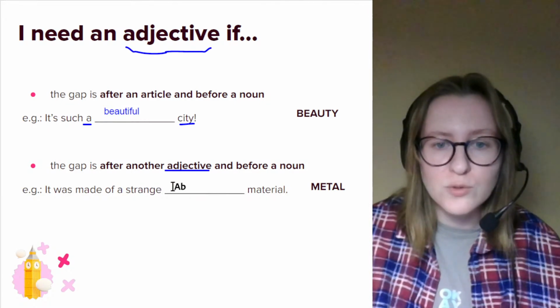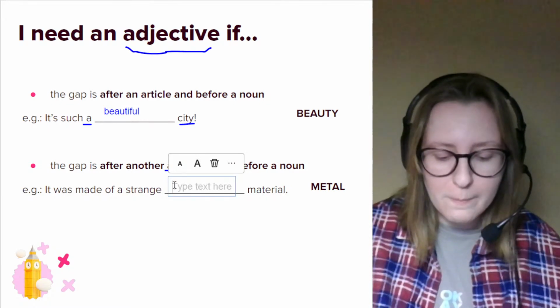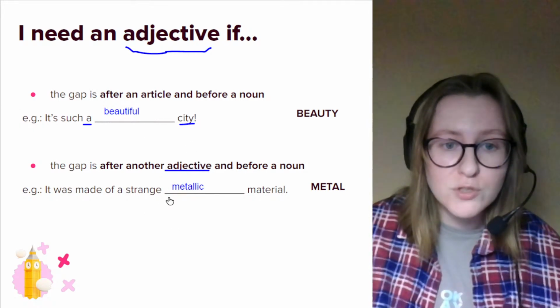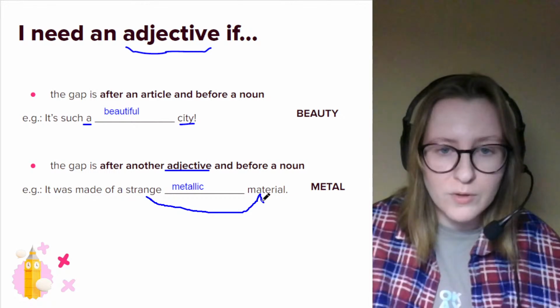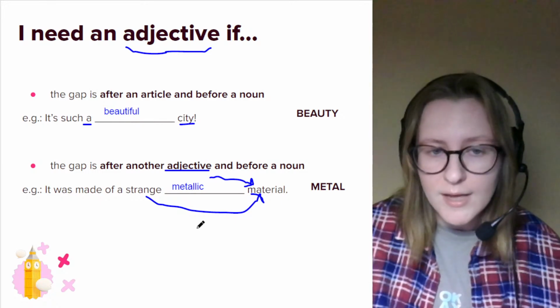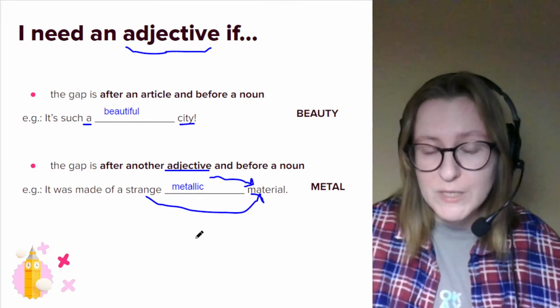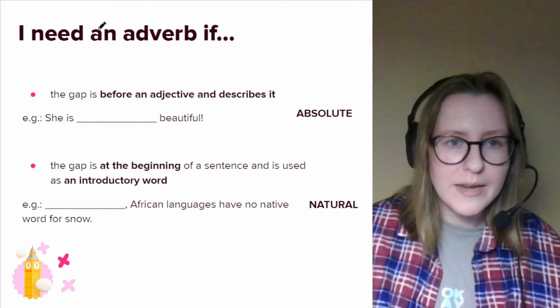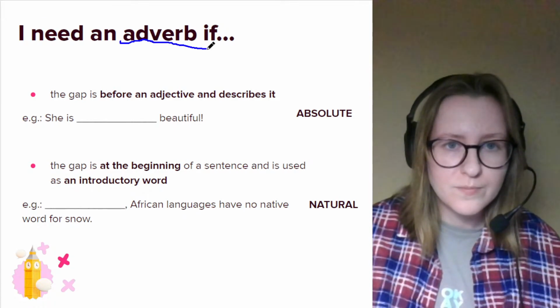It was made of a strange metallic material, right? So here we have two adjectives describing the word material. One, strange, that we already had in the task, and the other one we put in that also describes our noun. Okay, moving on. Now adverbs, guys.